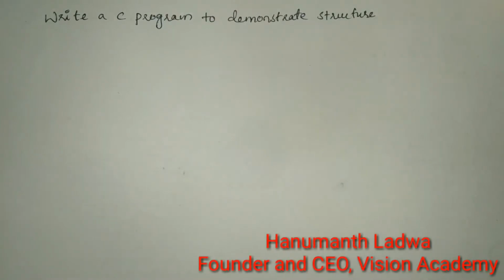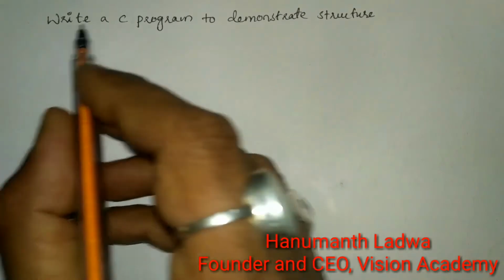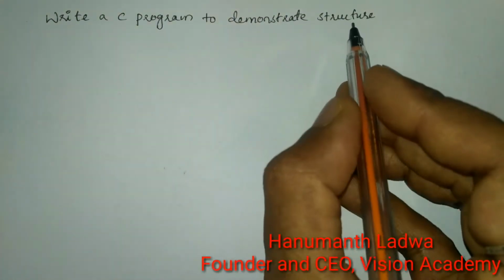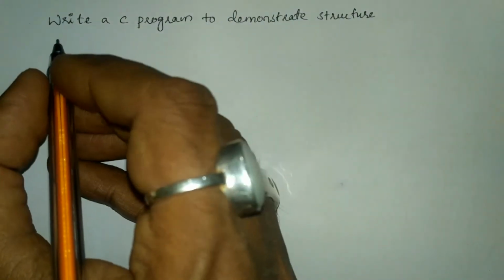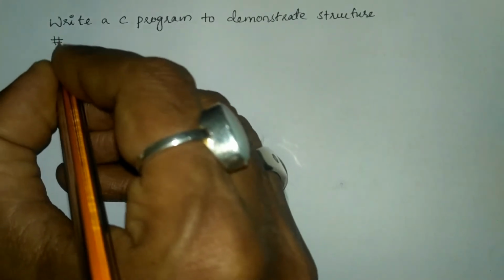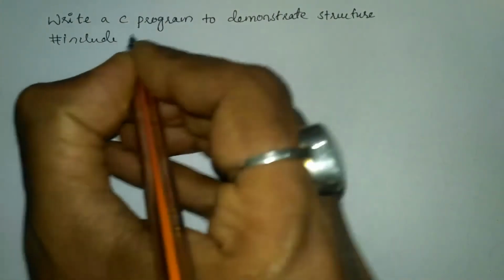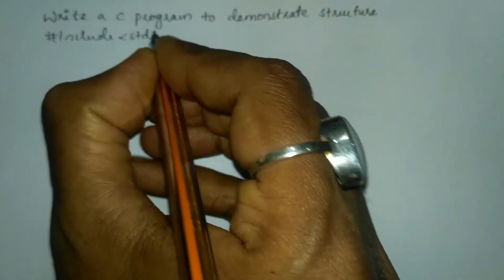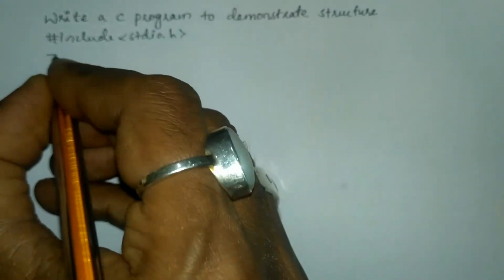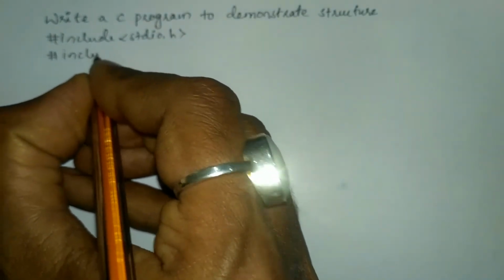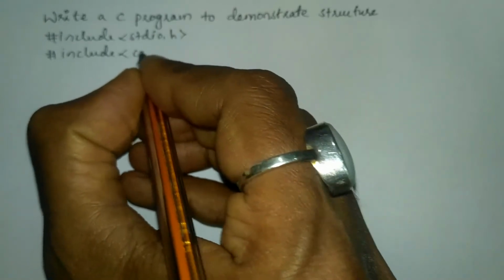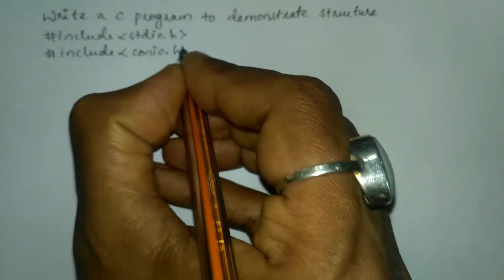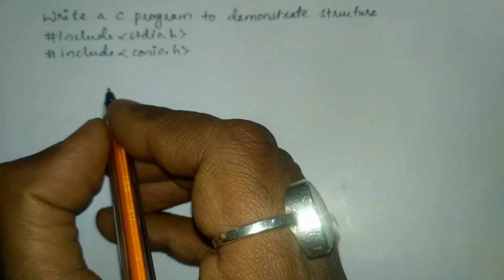My name is Hanmant Ladwa and in this video we are going to write a C program to demonstrate structure. So let us write the preprocessor directives: hash include in angular braces, we'll write the stdio.h header file. The next preprocessor directive is hash include in angular braces, we'll write the conio.h header file.